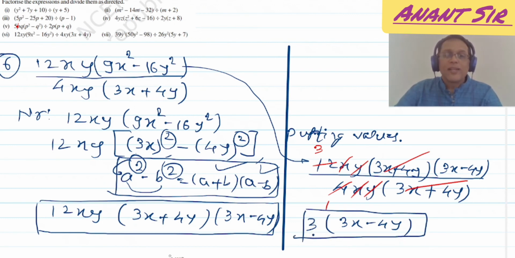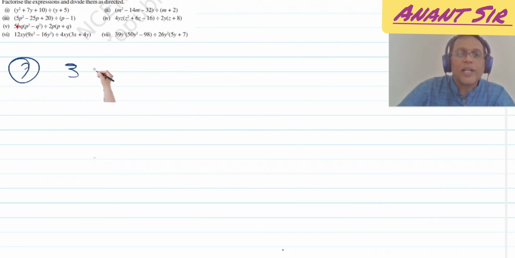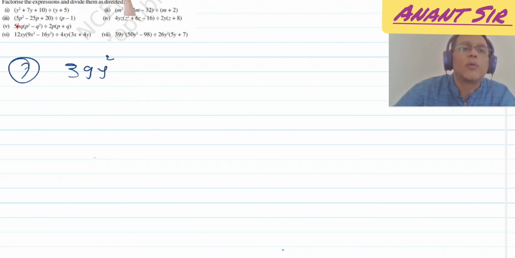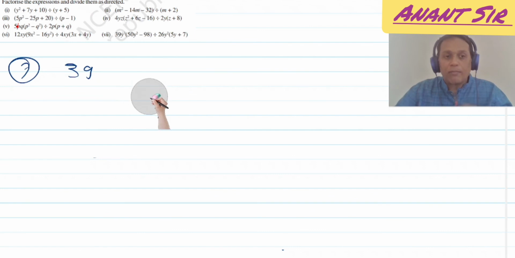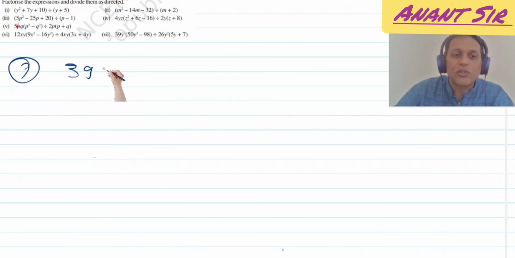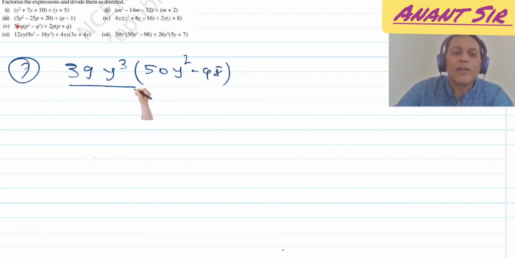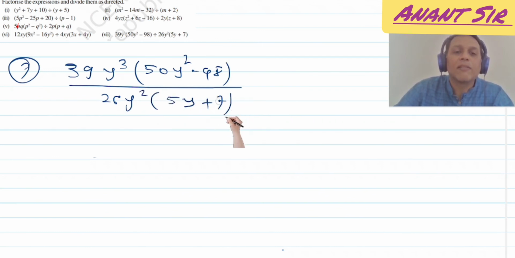So friends, that brings us now to the last question. The last question: 39y square multiplied by, is it square or cube? Cube. Okay, I think my number has changed. 39y cube multiplied by (50y square minus 98), all divided by 26y square into (5y plus 7).